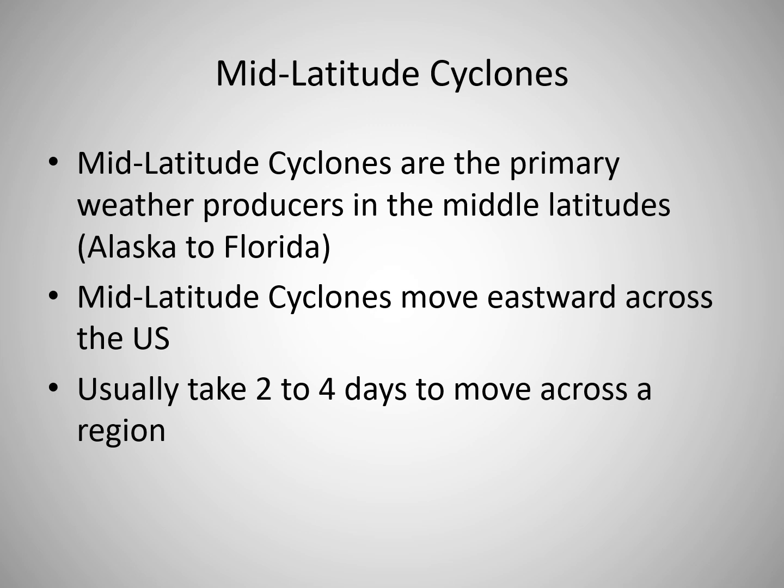They're called mid-latitude cyclones, just saying that they're forming in middle latitudes. These things are the primary weather producers in the middle latitudes, like all the way from Alaska to Florida, okay? These things always move east because, again, the United States is in a band of winds known as the westerlies. The winds are blowing from the west to the east. And they usually take 2 to 4 days to move across a particular region.